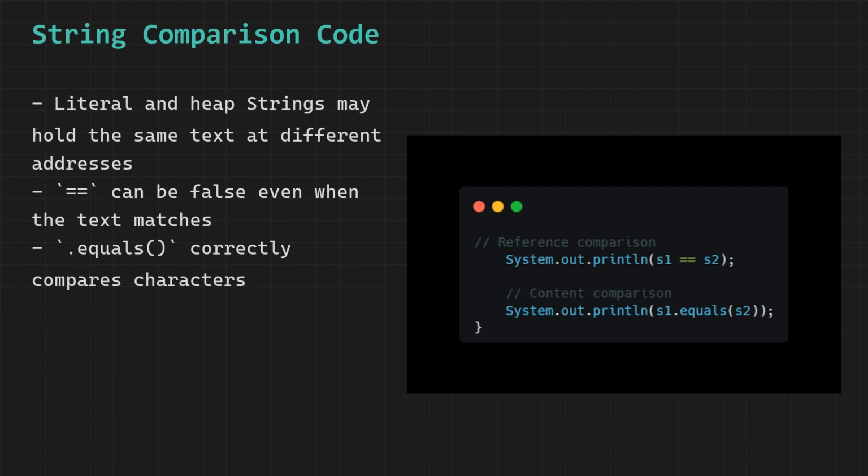The lesson here is simple but very important. In real-world Java programming, whenever you need to compare two strings, always use the equals method. Double equals will almost always give you unexpected results with strings because it compares addresses and not content. Only use double equals when you specifically want to check whether two variables are pointing to the exact same object in memory.